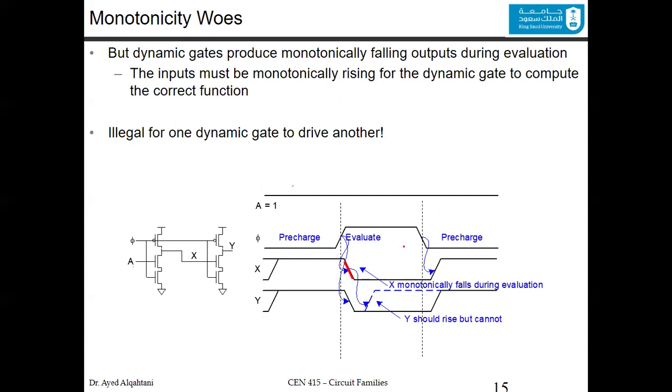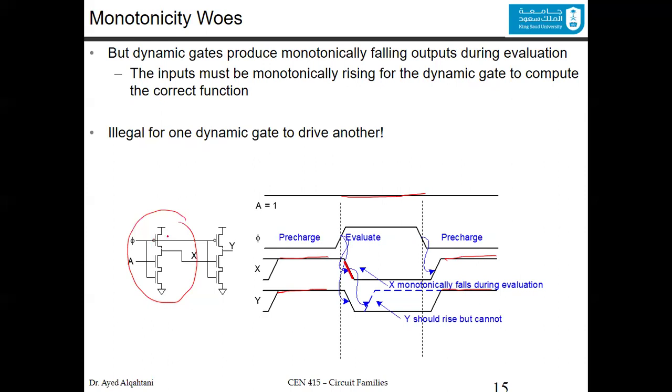In the evaluate, since you must wait for a certain brief moment of time, which is the delay going through this gate, this delay will cause the X to be 1 and then going to 0. Why? Let's focus on this one. Now, A is 1 during the evaluate session. The pre-charge, it's 1. Similarly, for the Y, in the pre-charge, it's always 1. You are charging up.